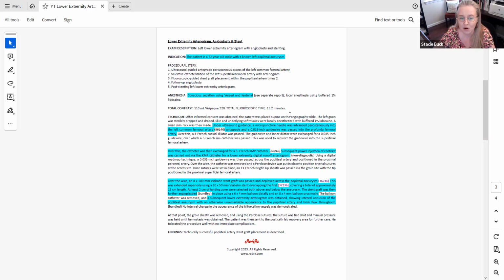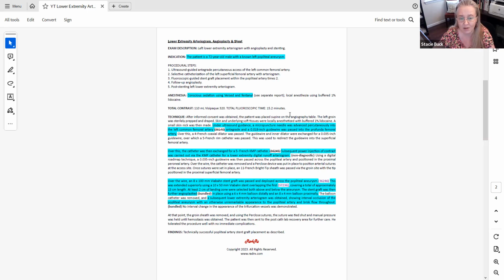So this procedure started with ultrasound guidance. It says under ultrasound guidance, a micropuncture needle was advanced percutaneously into the left common femoral artery, antegrade, and the guide wire was passed into the profunda femoral artery. So right now we have mention of that ultrasound guidance, but we do not have any documentation that is required for ultrasound guidance. Remember, the code description itself is going to tell you what's required.